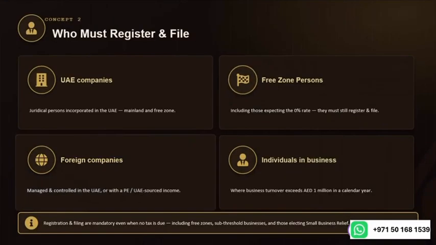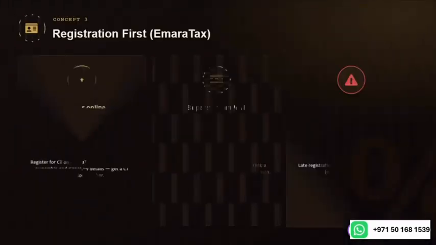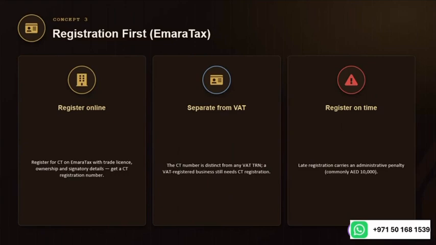Identify who needs to register and file for corporate tax, including companies, free-zone persons, and individuals with significant business income. Understand the registration process for EmaraTax, including online registration and the importance of timely filing.